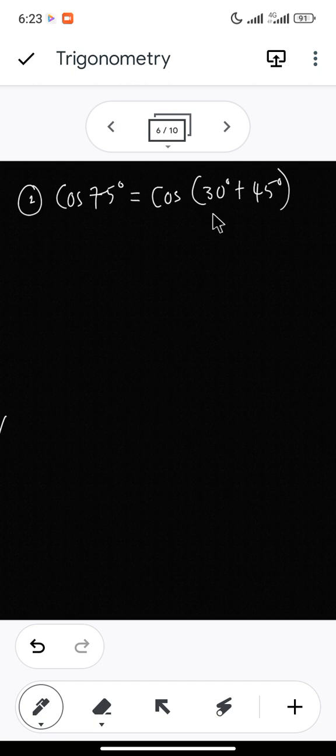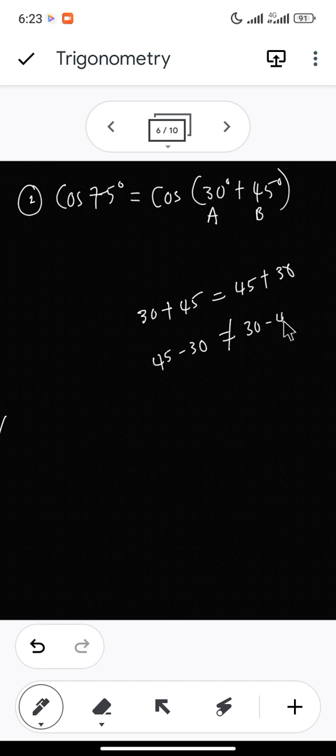Now this is going to serve as our A and this is going to serve as our B. Now you might ask, what if you rearrange it? If you rearrange it, you're still going to get the same answer. If you take 45 as A and 30 as B, you're going to get the same answer, because 30 plus 45 is the same thing as 45 plus 30. But mind you, 45 minus 30 is not the same thing as 30 minus 45. So when it comes to plus, you can rearrange it, but when it comes to minus, don't rearrange it.